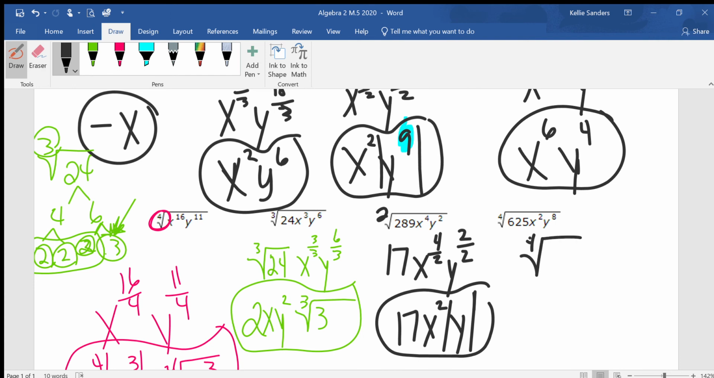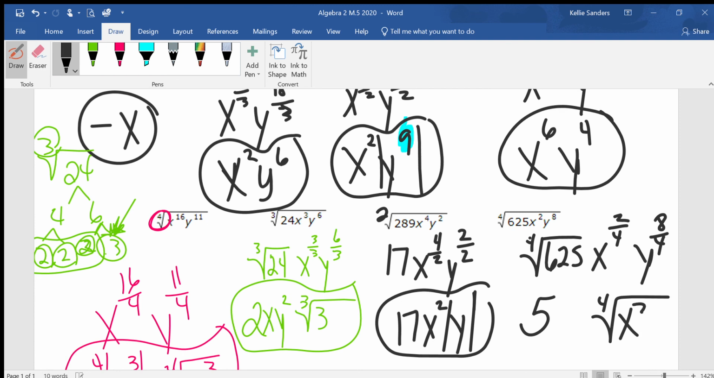So the 4th root of 625. 2 over 4. 8 over 4. The fourth root of 625 is 5. I don't have a group of 4 because I only have 2. So that's going to go back inside. And x and y is going to be squared. That's it.